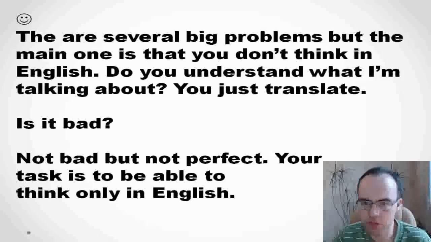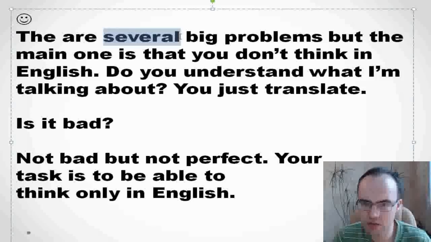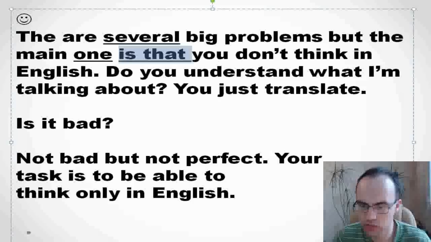There are several big problems. There are some big problems. But the main problem is that you don't think in English. Do you understand what I'm talking about? You just translate. Is it bad? Not bad, but not perfect. So it means, but not very good. Okay, not excellent. Your task is to be able to think only in English.